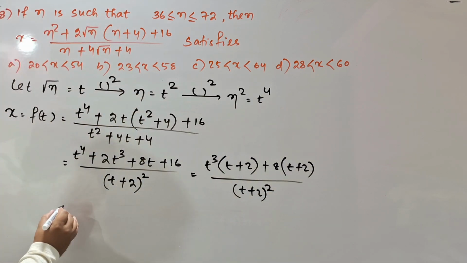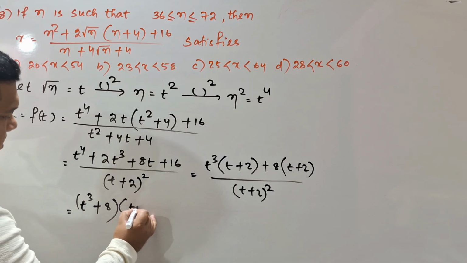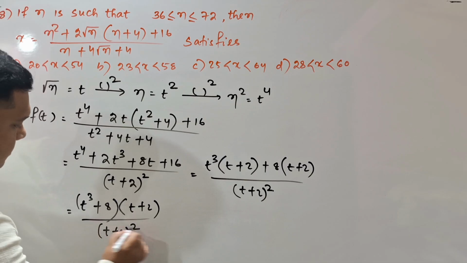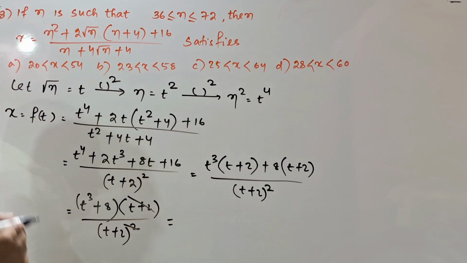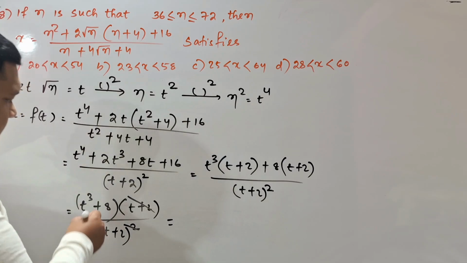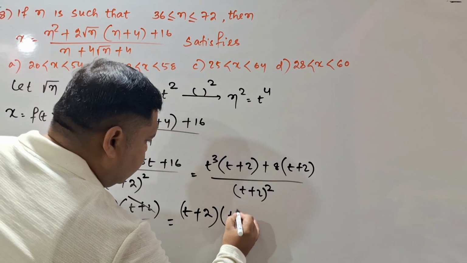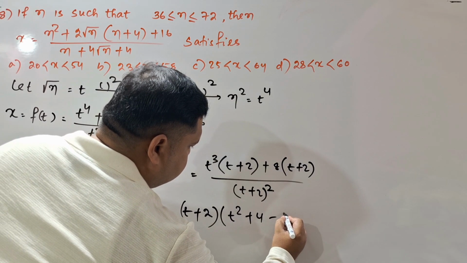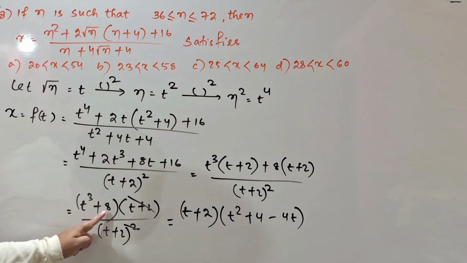Now, if I do the simplification, what will I get? t cube plus 8, whole into t plus 2, divided by t plus 2 whole square. Now this gets cancelled. This is a cube plus b cube, and 8 can be written as 2 cube. A cube plus b cube is a plus b whole into a square plus b square minus ab. Here a is t, and b is 2.